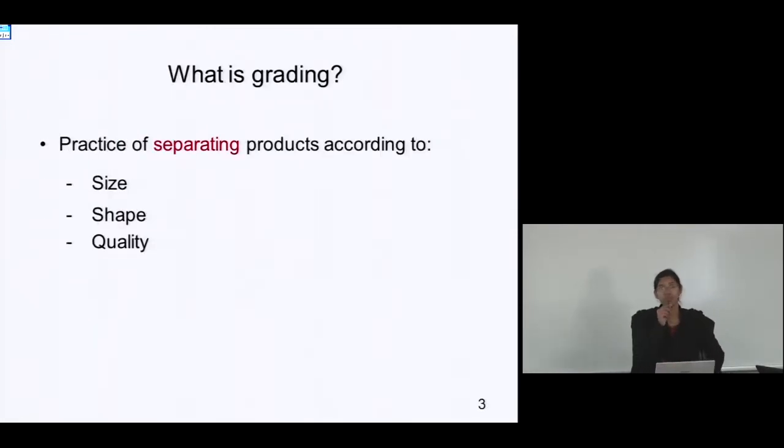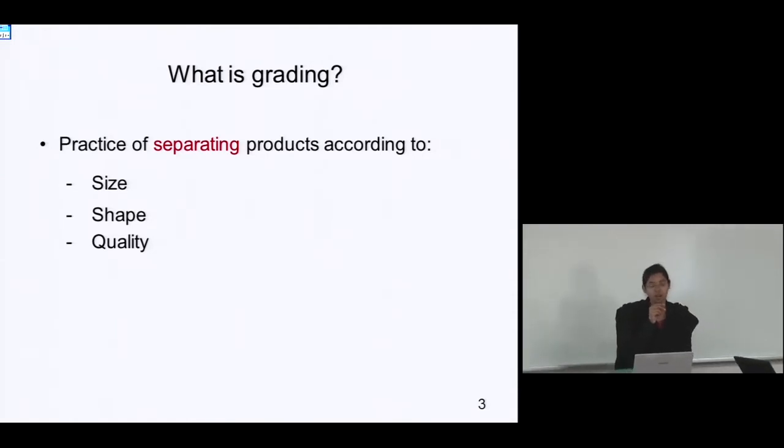We know tomato is the most popular fruit. All over the world tomato is grown. The demand for tomato is increasing day by day because different foods are prepared from tomato. So now we want to know what grading is. Grading is the practice of separating the product according to size, shape, quality, color and many other things.